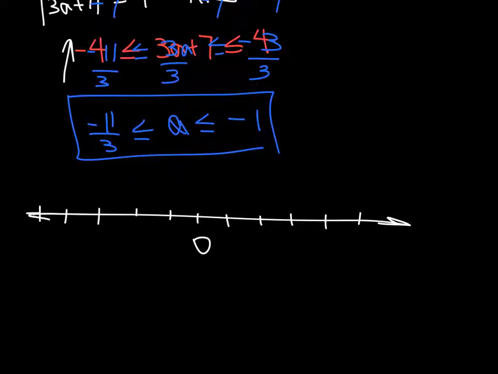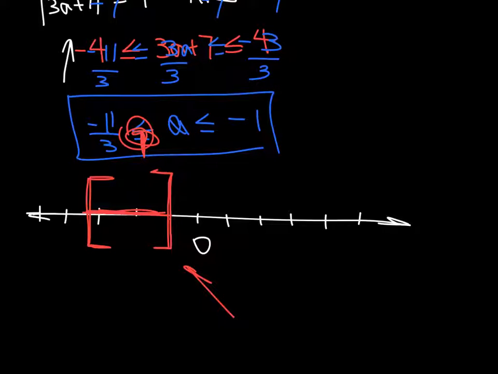Okay, negative 11 thirds is a little more than negative 3. It's almost 4. So we'll put that here, and we're saying that's less than. So negative 11 thirds is as small as we can get. So I'm going to make it square because it says less than or equal to right there. And negative 1 is my other boundary. Can't be bigger than negative 1. So a is somewhere between negative 11 thirds and negative 1. So that is the graph.